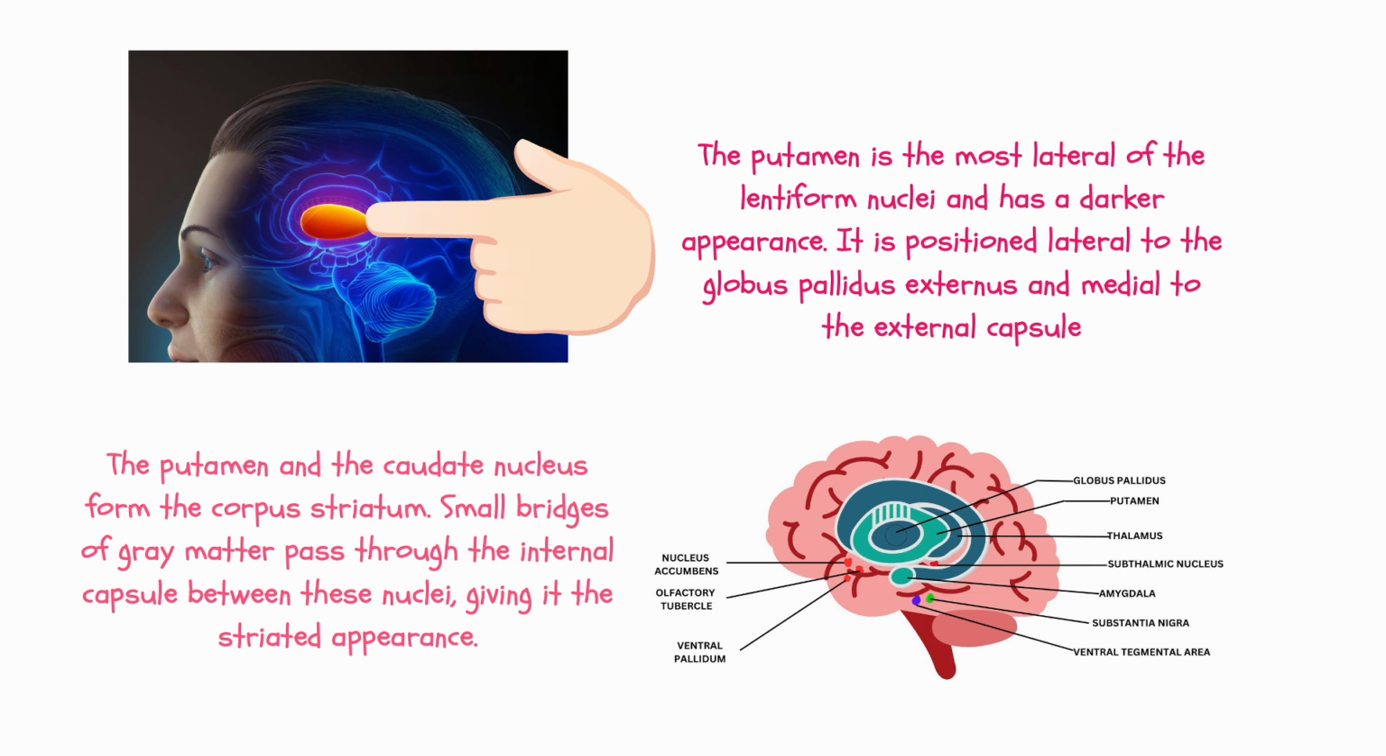The putamen is the outermost of the lentiform nuclei and appears darker. It is positioned lateral to the globus pallidus externus and medial to the external capsule.